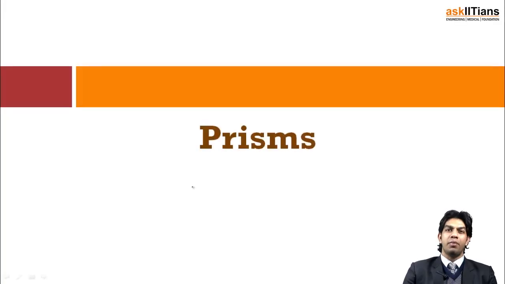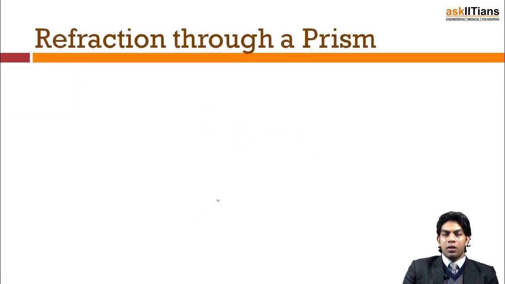So now let's study prism. That is one of the applications of the phenomenon of refraction. So basically it's like a lens, but I have two different orientations of lens. What do you mean by orientation? I will explain that when we talk about the prism. So basically, we will first start off with refraction through the prism.